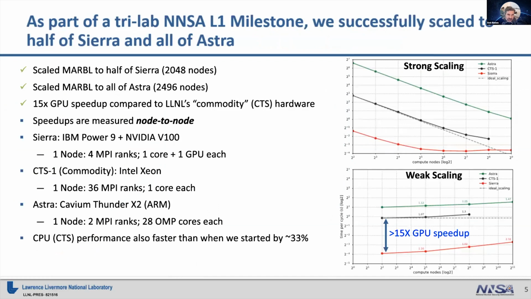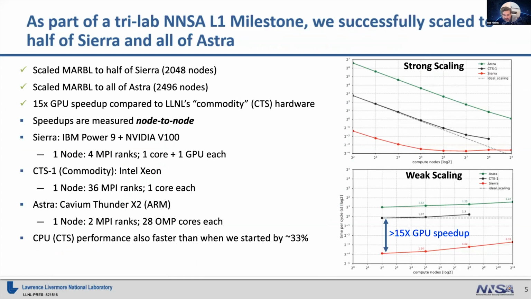As part of a tri-lab, that's Los Alamos, Livermore, and Sandia, L1 milestone, that's just a big 5-year milestone, we were able to demonstrate successfully scaling our code to half of the Sierra machine at Livermore and all of the ARM-based Astra platform at Sandia. We were also able to demonstrate 15x GPU speedup when we compare node-to-node performance.